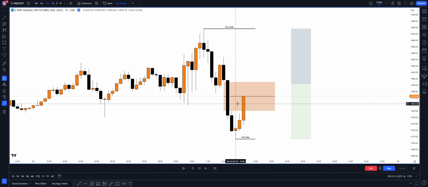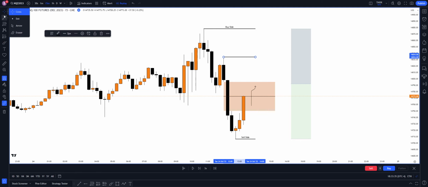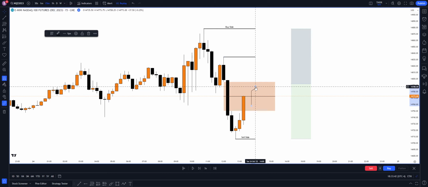So to anticipate a reversal here, you would wait for the CE of this fair value gap to be violated. So a candle close above that CE would be your first sign that a reversal might come later on, and it can target this buy side or this one as well. But before that, I think you cannot anticipate a reversal here unless you have a higher time frame directional bias.